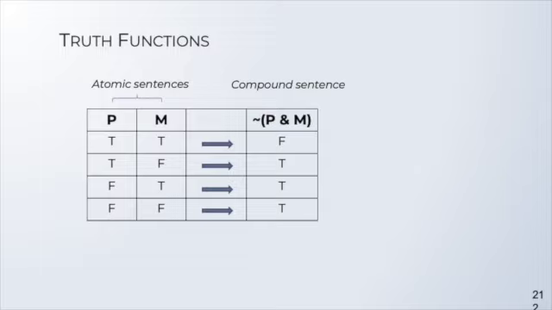For instance, if we find ourselves in a situation in which P is true and M is false, we immediately know that not P and M is true. Whereas if we are in a situation in which both P and M are true, we can be sure that not P and M will come out false. And so on for all four possible situations.